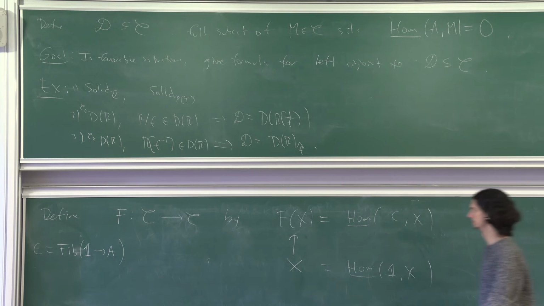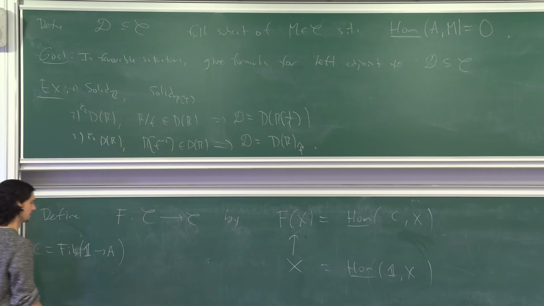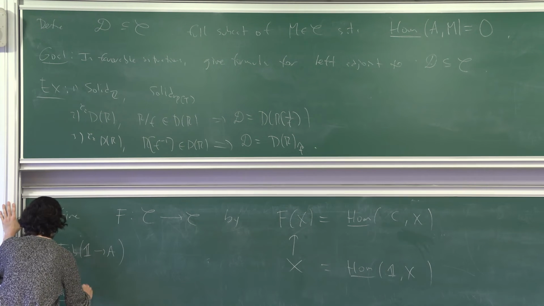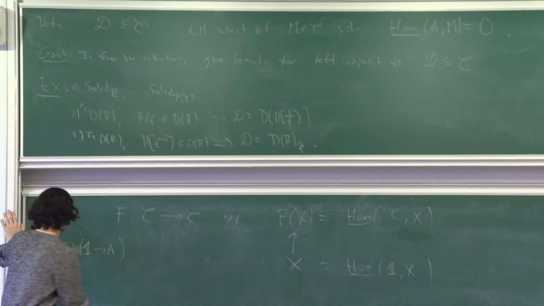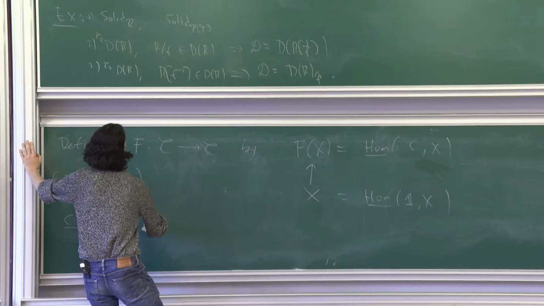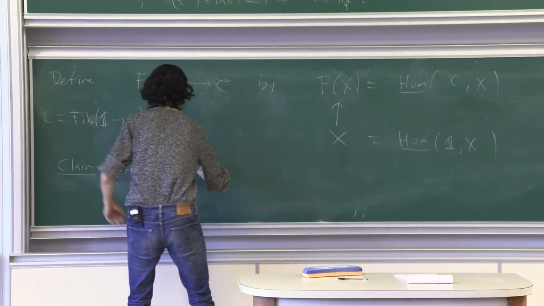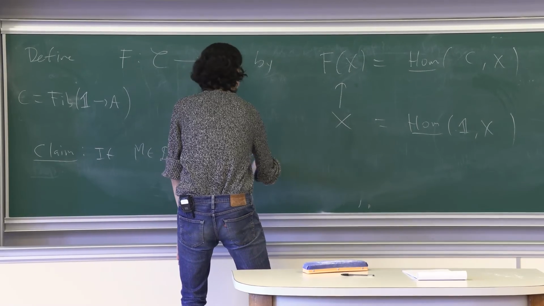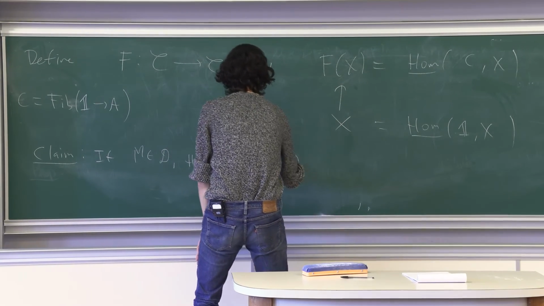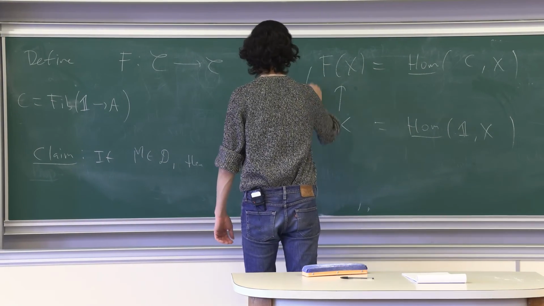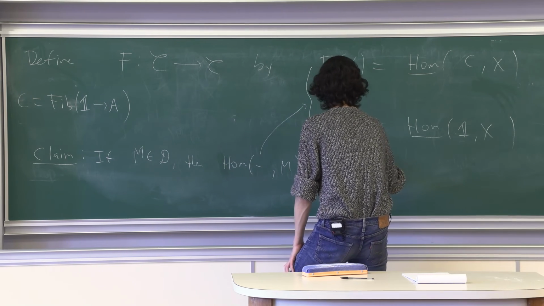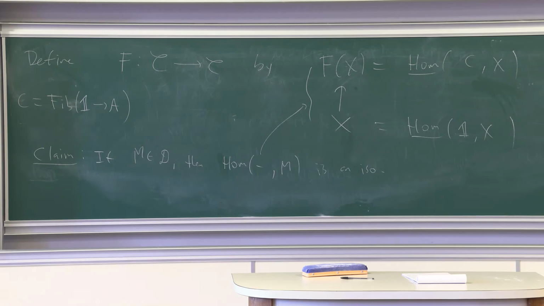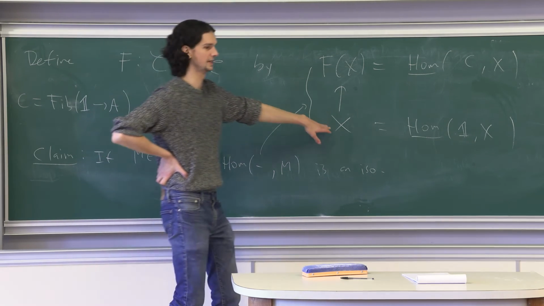So I want to claim that this is a first step towards constructing the required localization. So claim: if M is in D, then Hom to M applied to this map is an isomorphism. So Homing to M, living in D, doesn't see the difference between X and F of X.